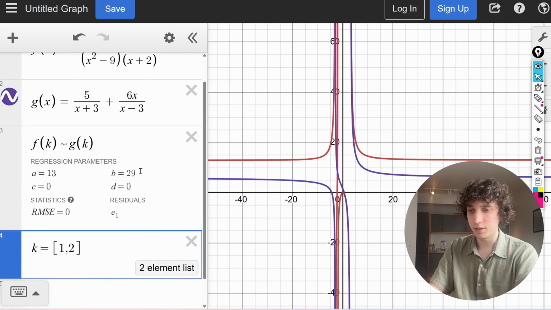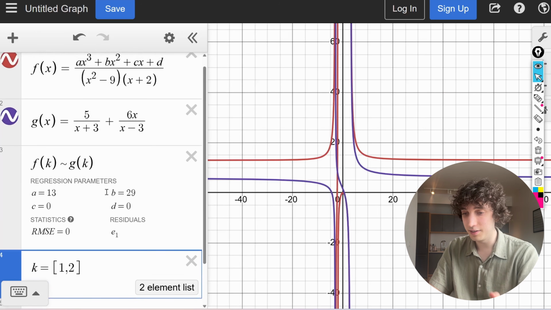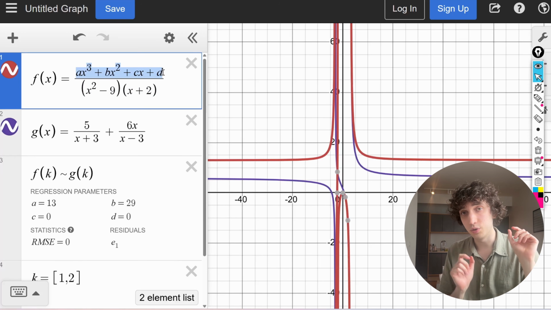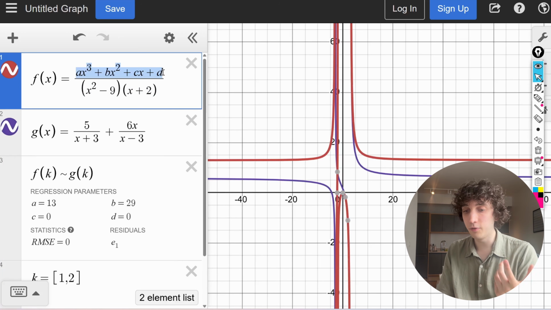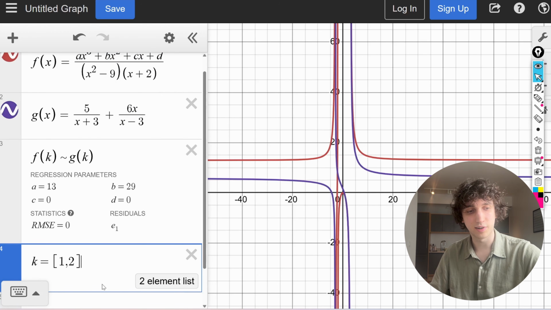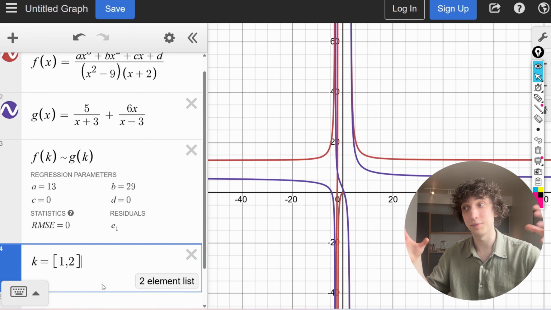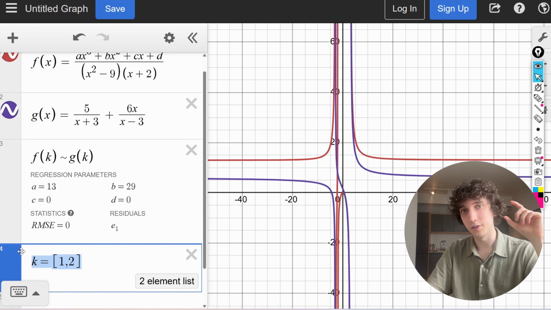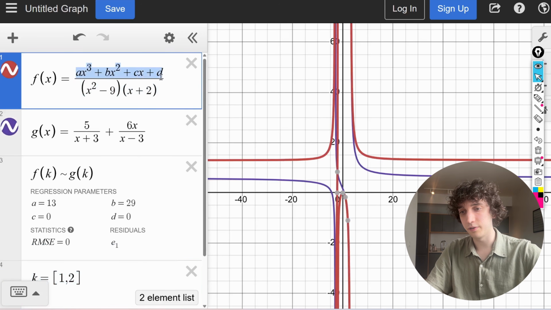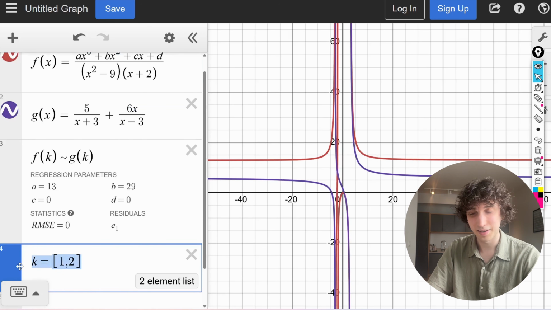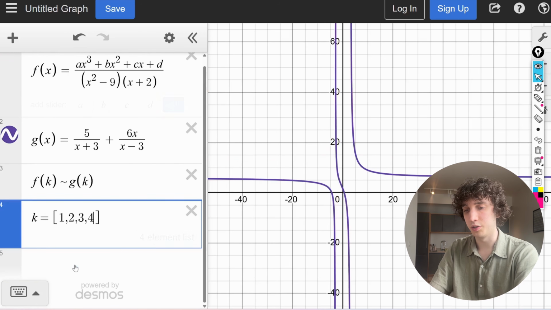So first, if I specify 1 and 2, we see this still isn't working. And the reason for that is we have 4 different parameters that we're trying to estimate. So 2 points is not enough. We need 4 points, because what's actually happening under the hood is Desmos is constructing systems of equations and trying to optimize those. And so if each of these points gives us a different equation and we're trying to solve for 4 different parameters, we need 4 different equations, which means we need 4 different points. So let's go with 1, 2, 3, and 4.